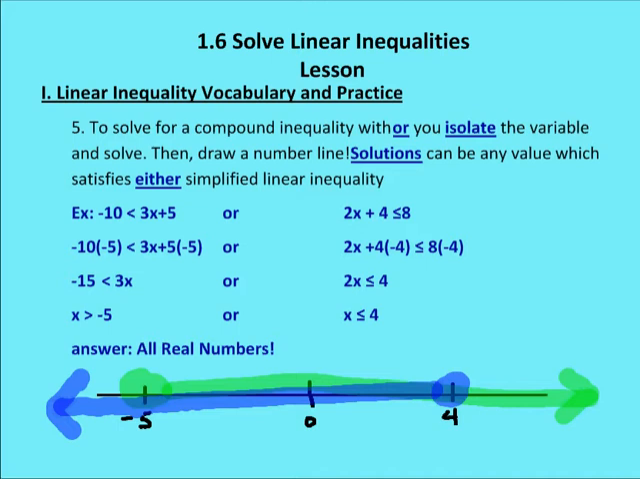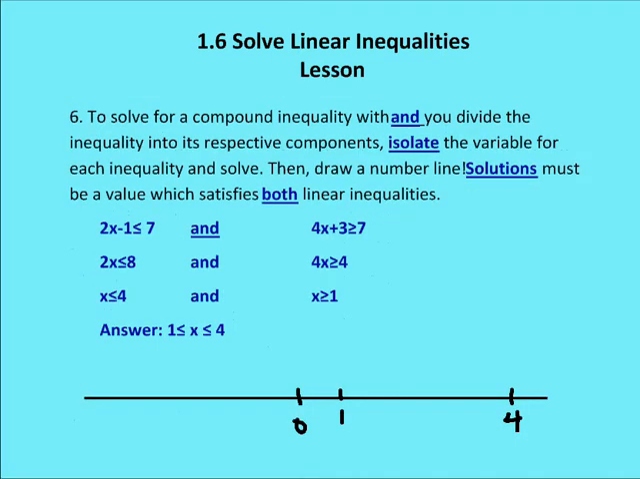Let's talk about how to handle compound inequalities with and. Right, to solve a compound inequality with and, we're going to do the same thing that we did before with this singular inequality. We're going to isolate the variable for each inequality and then solve. Right, so in the example I have 2x minus 1 is less than or equal to 7, and 4x plus 3 is greater than or equal to 7.